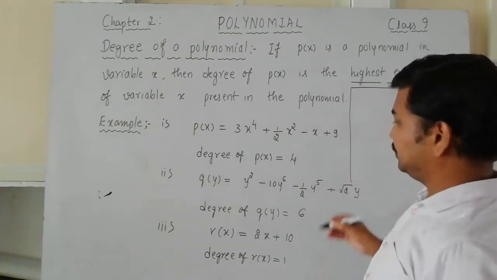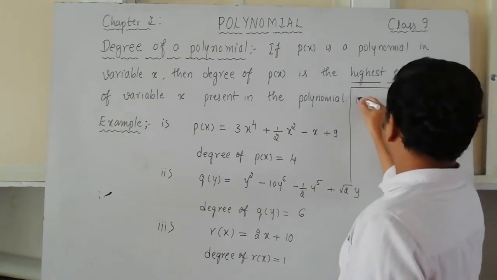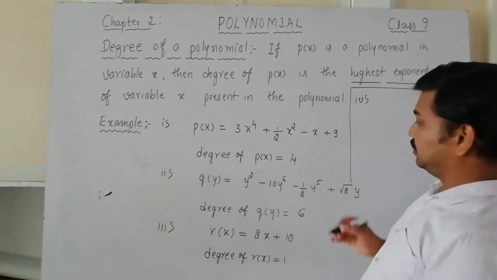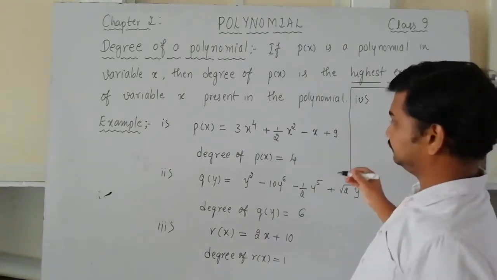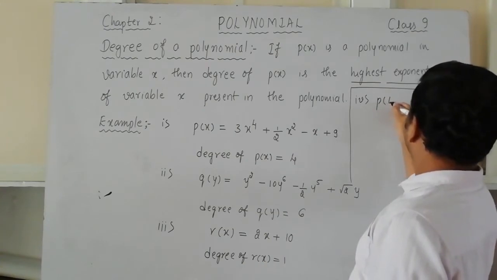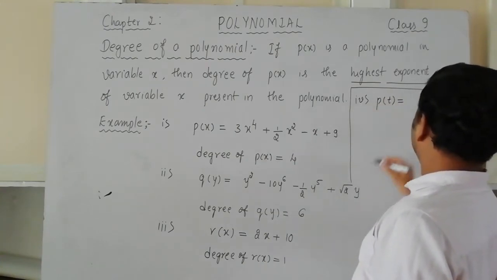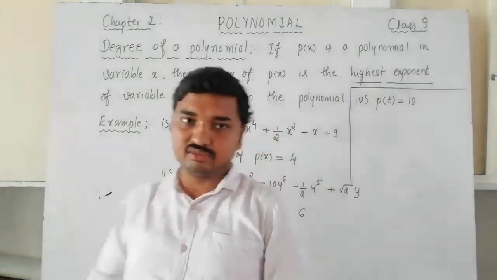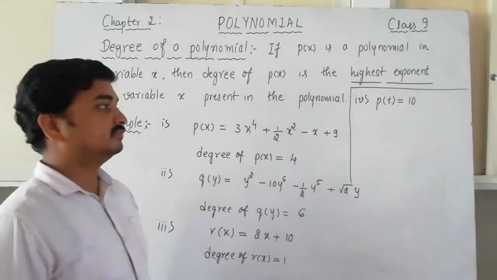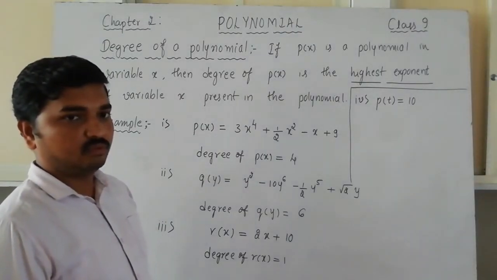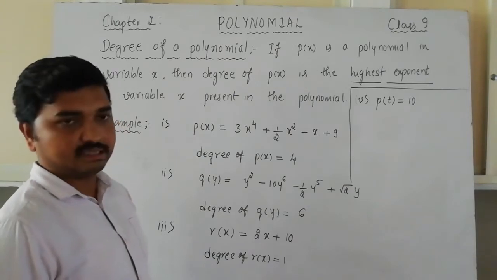Okay, here I am going to write down one more example for you. So this is the last example. Try to find out the degree of this one. Now I am going to write down like this: p of t is equal to 10. Now tell me the degree of this one. 0, sir. Yes, 0 is the right answer.